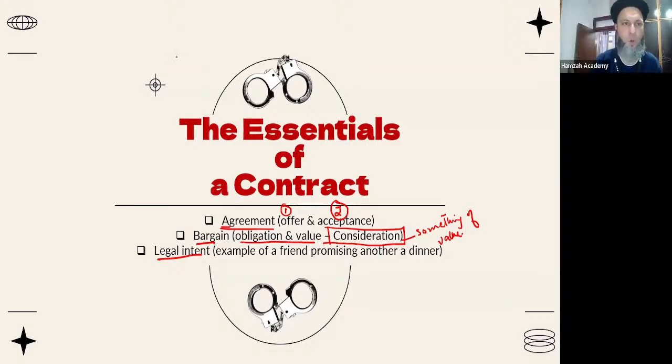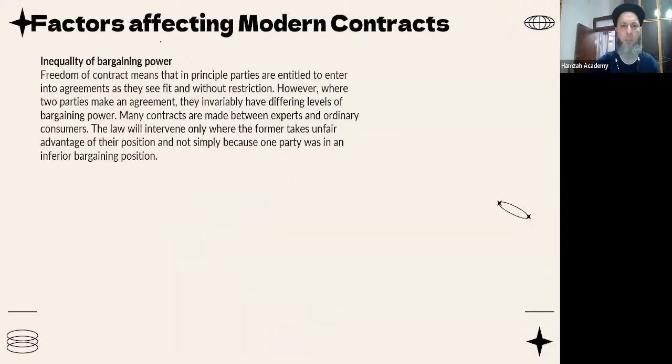Okay, now before going into further detail, we have to have some background concepts when we discuss contract making. First is inequality of bargaining power. Now, what does inequality mean?